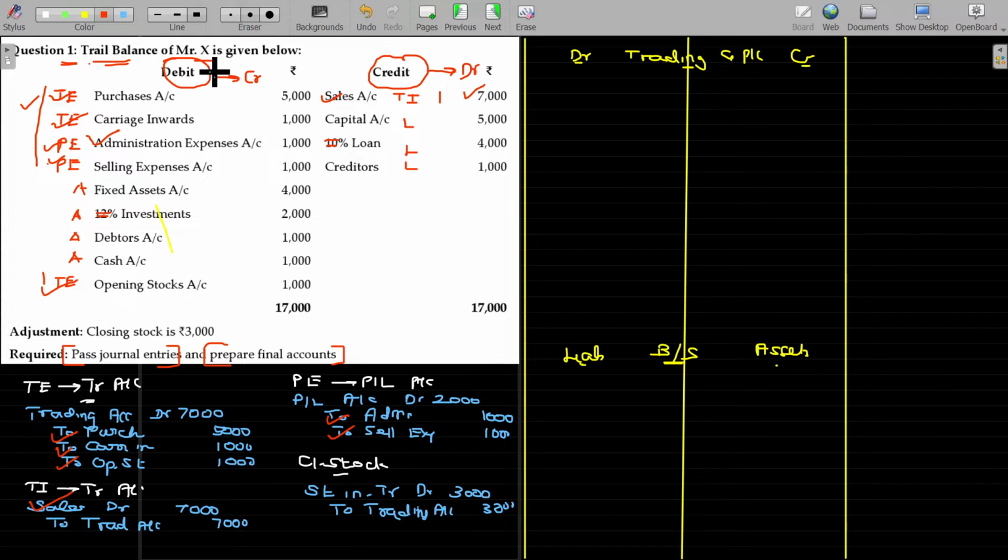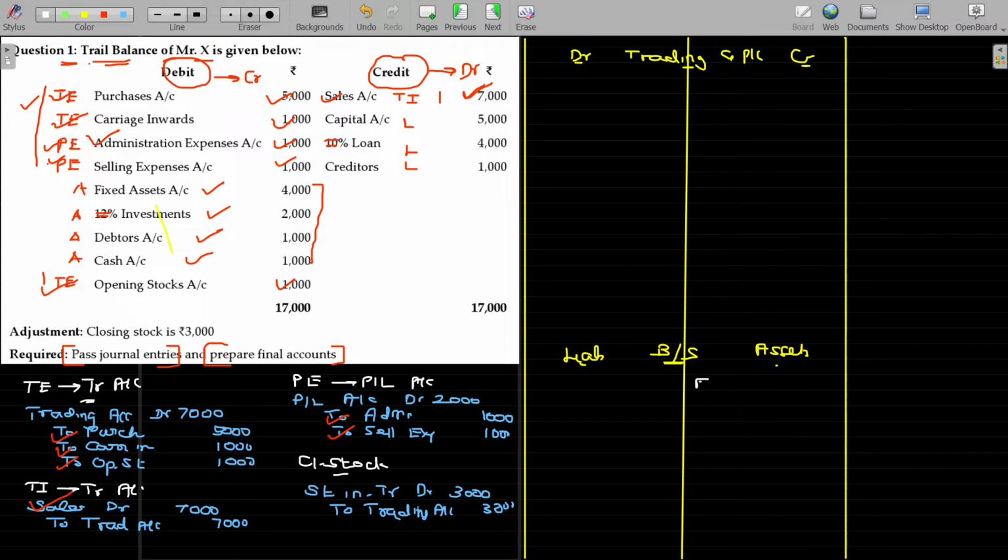Now, these accounts were already posted. Still unposted items are there. What are they? Fixed assets, investment, debtors, cash. All these things are assets. Simply write down in the asset side. That's all. It's not a transfer entry. It's only recording. It will have the subsequent continuity in the next period also.